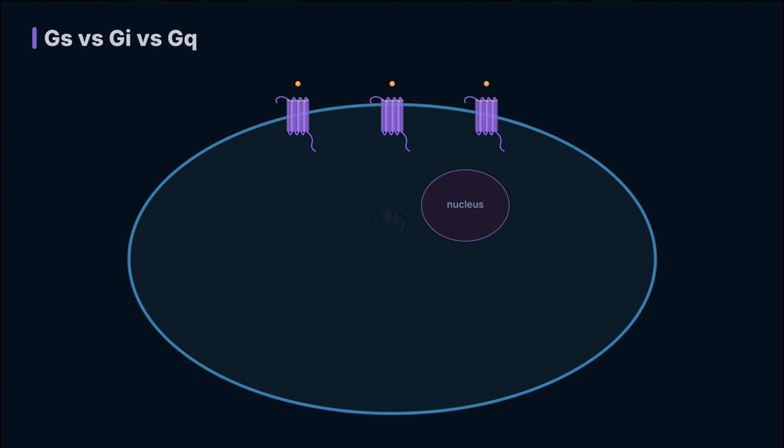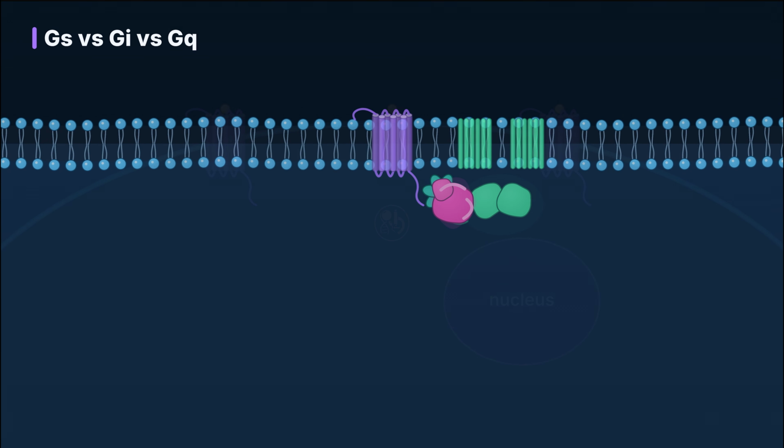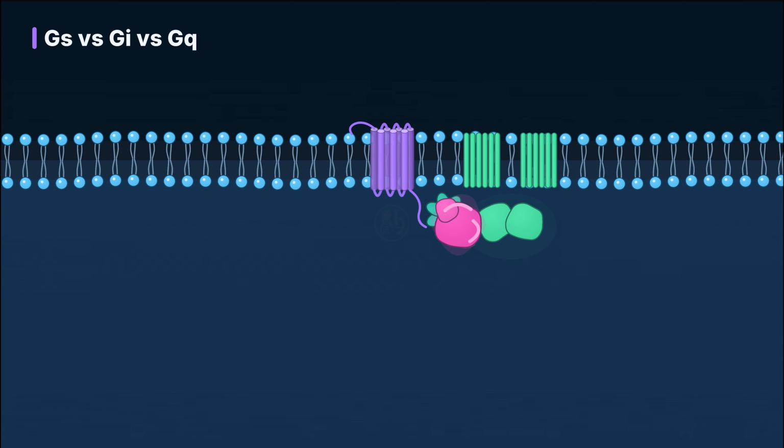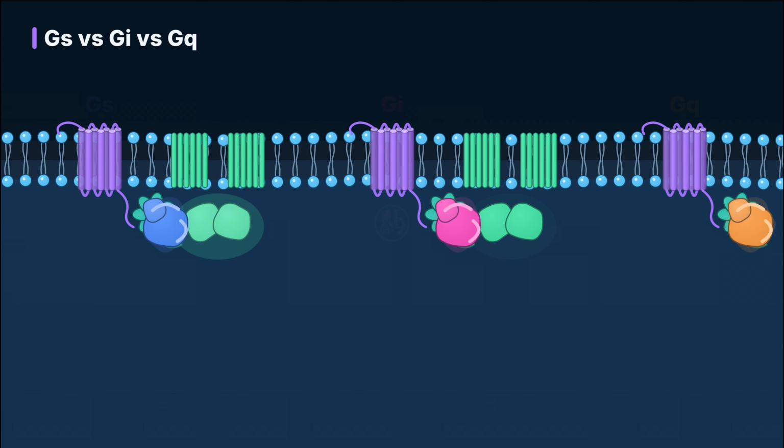A single GPCR can turn an outside message into very different instructions inside a cell. The outcome often depends on which heterotrimeric G protein the receptor activates. Three major pathways repeatedly tested in cell biology and pharmacology are GS, GI, and GQ.